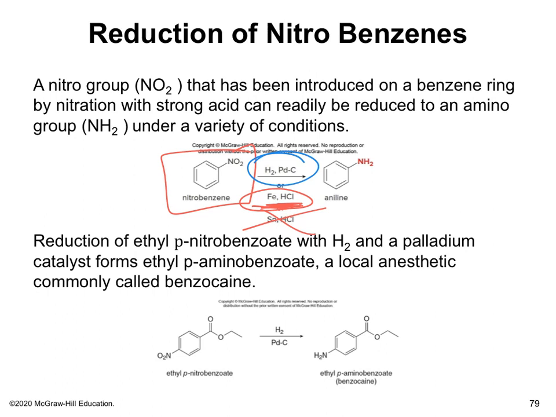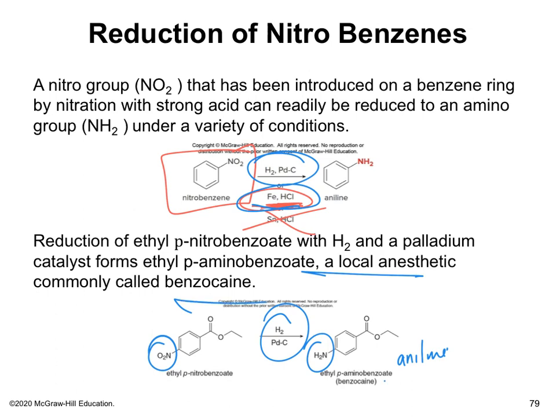You can also do hydrogenation here. And iron and HCl is okay as well. But these nitro groups can get reduced to the aniline. And that's a way to make benzocaine, which is a local anesthetic.